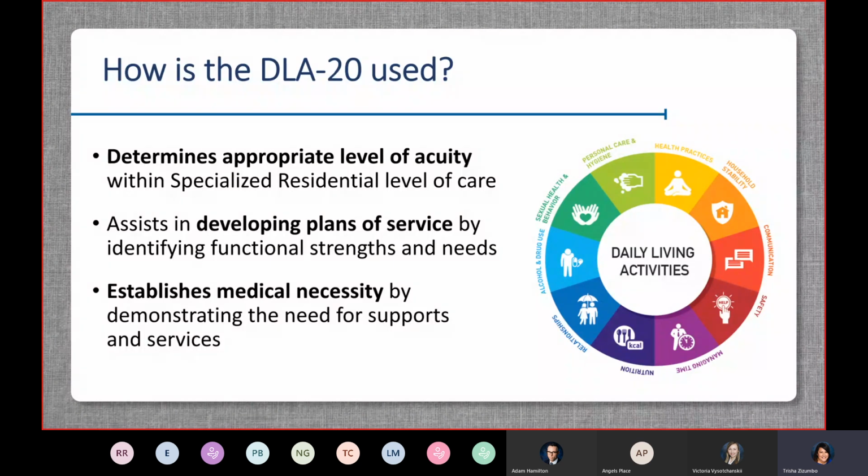And what we're really trying to focus on when we're thinking about rates, what we find to be the primary driver of the rate is how much direct staffing support an individual is going to require. So DLA 20, because it looks at the amount of supports needed overall and then gives us some specific areas to focus on where supports might be needed, really helps us have a clearer picture of the amount of staffing supports we feel an individual is going to require.